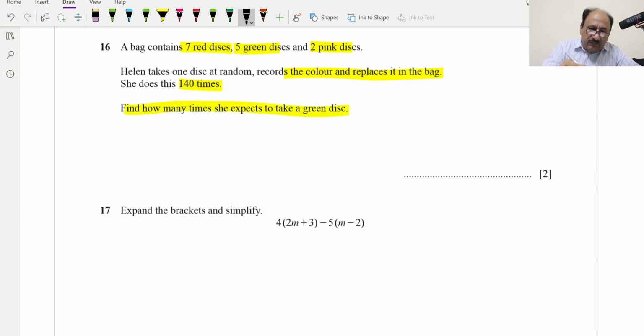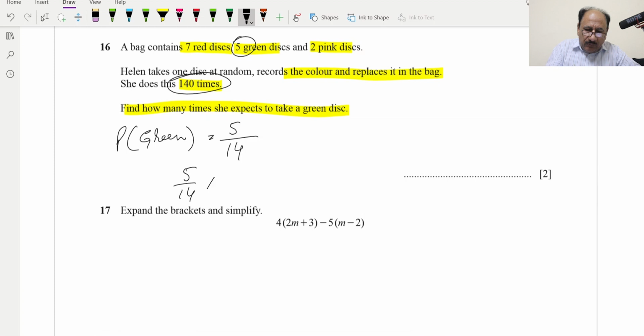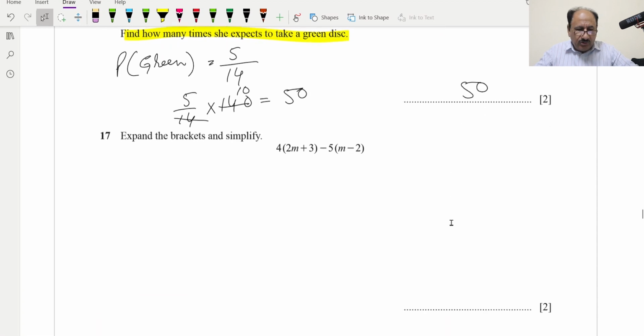So the probability of getting green will be equal to what? 5 divided by the total number of discs, which is 5 plus 7 plus 2, which is 14. So 5 over 14. Now out of 140 times, how many times does she expect to take the green? That will be 5 over 14 multiplied by 140. This 14 will be cancelled by 10, and 10 fives are 50. So our answer will be 50 times. Hopefully you understood this also.